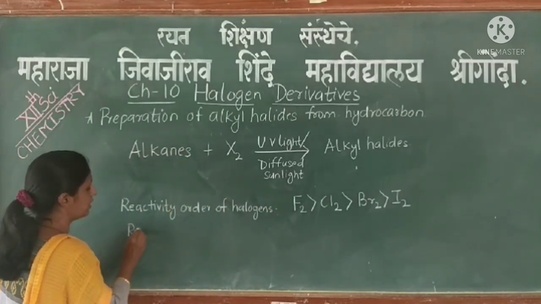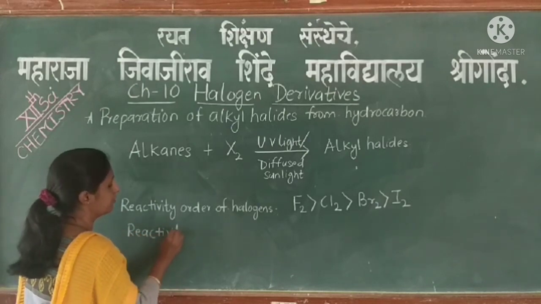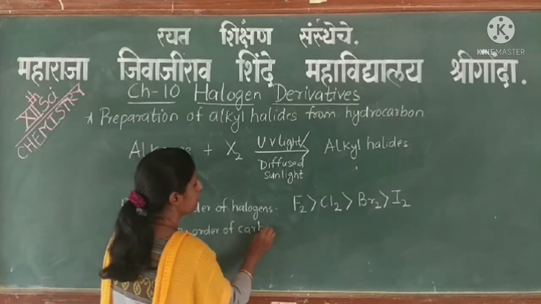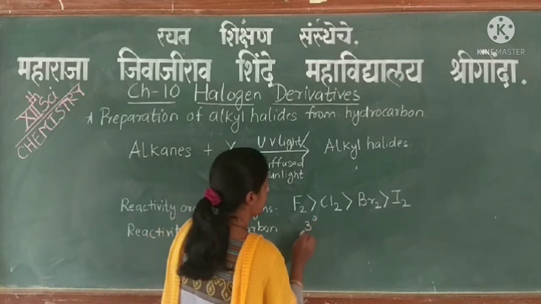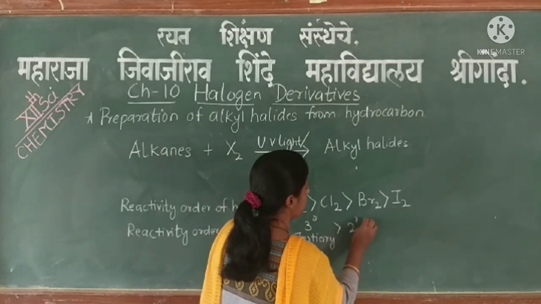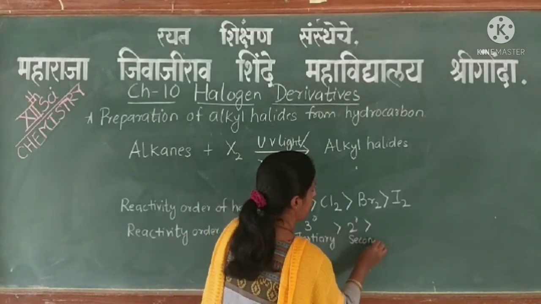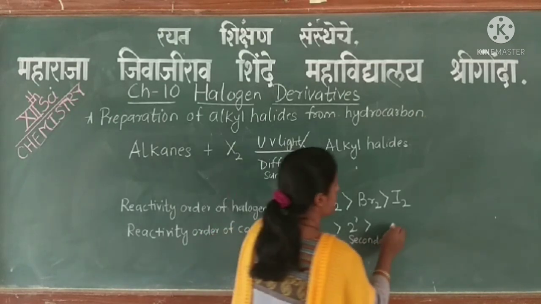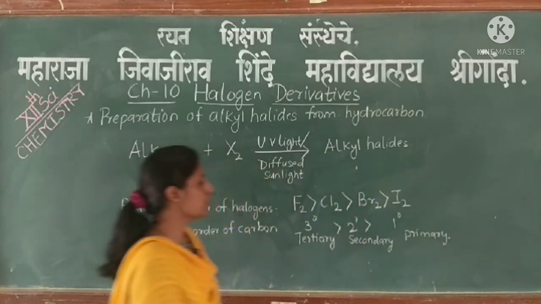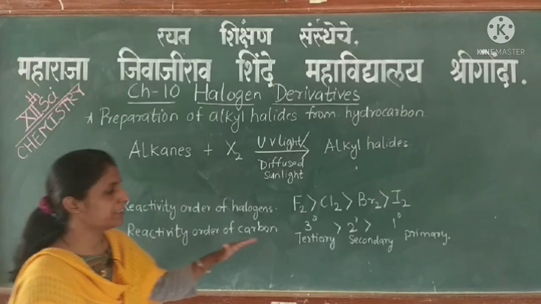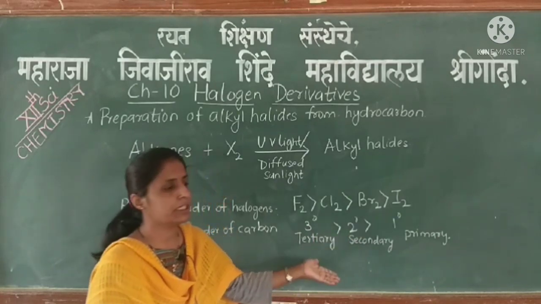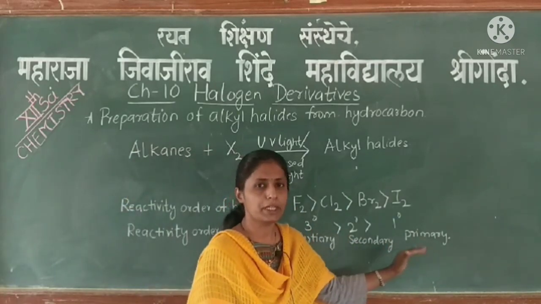And the reactivity order of carbon can be written as 3-degree carbon, that is tertiary carbon, reacts faster than 2-degree carbon, that is secondary carbon, which reacts faster than 1-degree carbon, that is primary carbon. So 3-degree carbon reacts faster than 2-degree carbon, and 2-degree carbon reacts faster than 1-degree carbon.